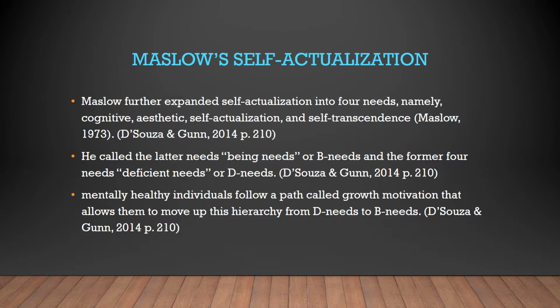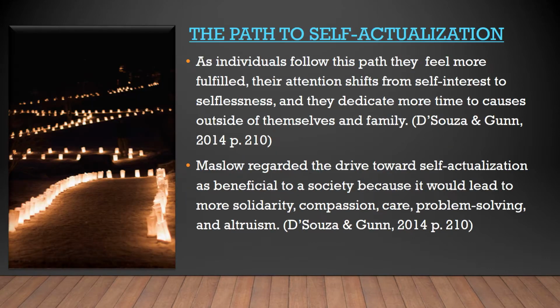Mentally healthy individuals follow a path called growth motivation that allows them to move up this hierarchy from D needs to B needs. The path to self-actualization. As individuals follow this path, they feel more fulfilled. Their attention shifts from self-interest to selflessness, and they dedicate more time to causes outside of themselves and family. Maslow regarded the drive toward self-actualization as beneficial to his society because it would lead to more solidarity, compassion, care, problem solving, and altruism.